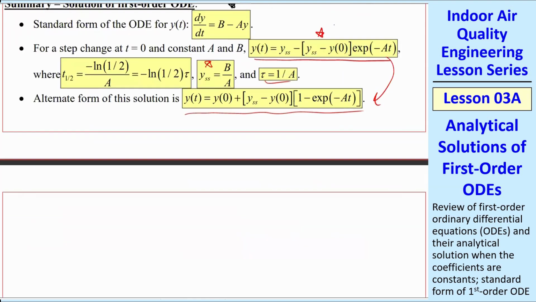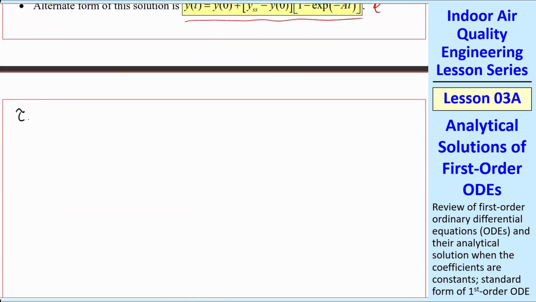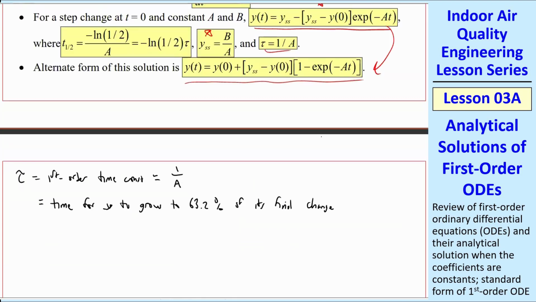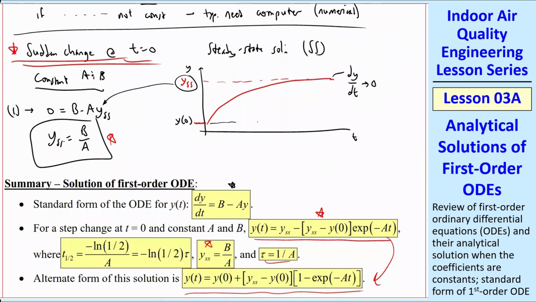Let's talk about these time constants. First of all, mathematicians like to use tau, which is the first order time constant. As I mentioned, this is equal to 1 over a. So what is it? It's the time for y to grow or decay. I can always say grow or decay because this works both ways, to 63.2% of its final change, not its final value, but its final change. If y of 0 is 0, then it would be the final value, but it's the difference between the final value y_SS and the initial value y of 0, so it's the final change.